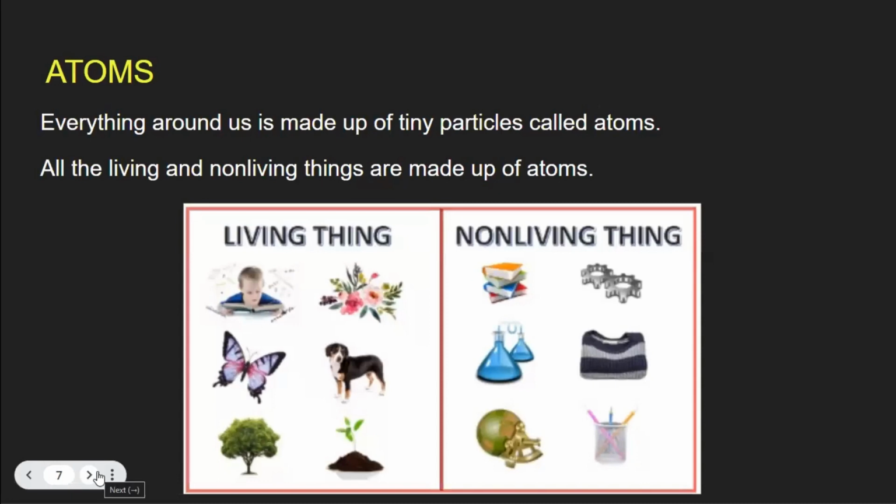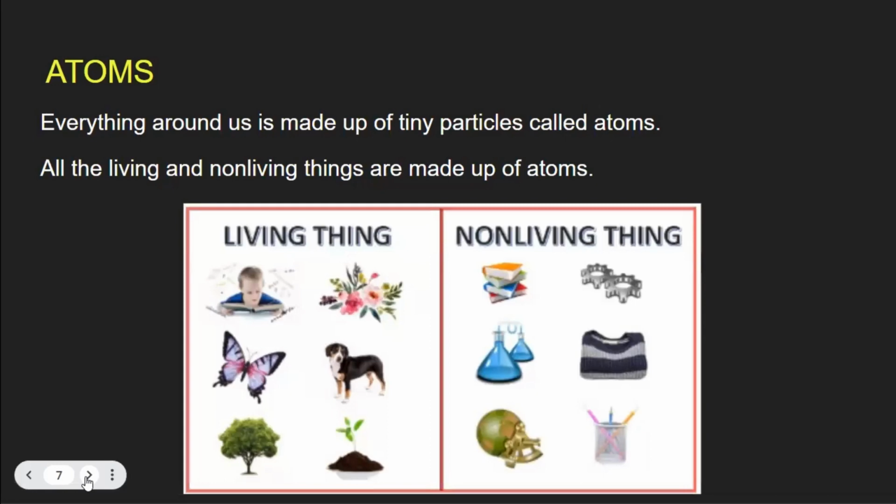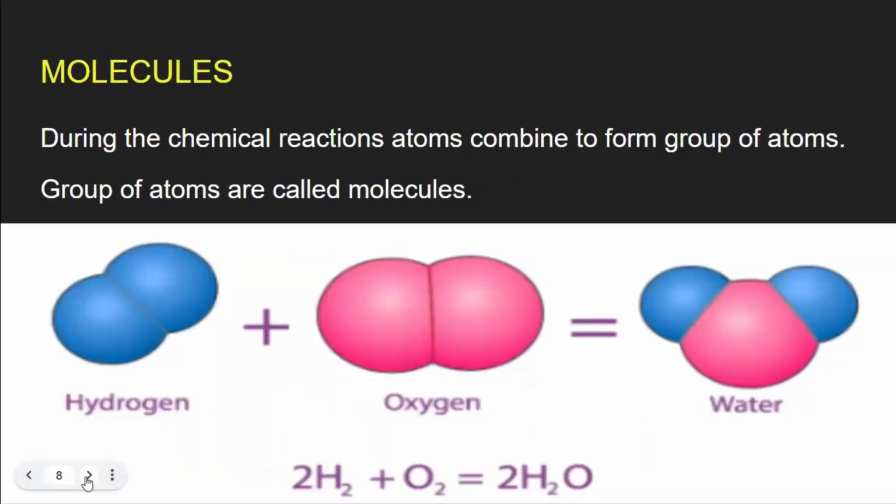Whatever the things around us, whether they are living things or non-living things, everything is made up of atoms. These elements, all these elements are made up of one kind of atoms. So whatever the things around us, living things, non-living things, including us, plants, animals, the pen in your hand, the device in your hand, everything is made up of atoms. So atoms are the tiniest particles of which everything is made up.